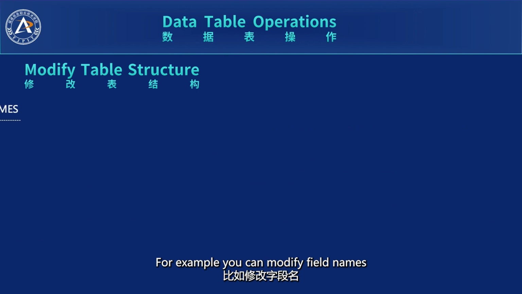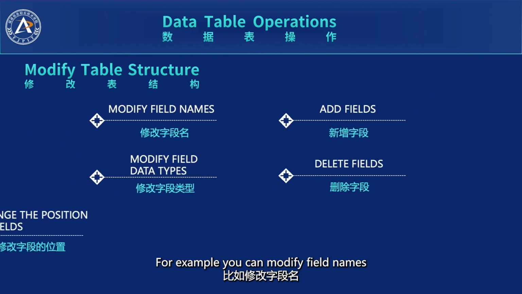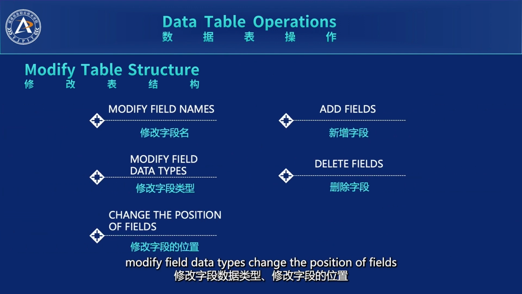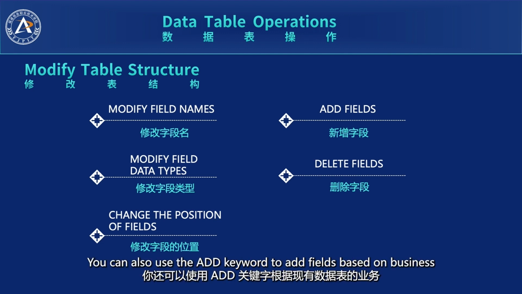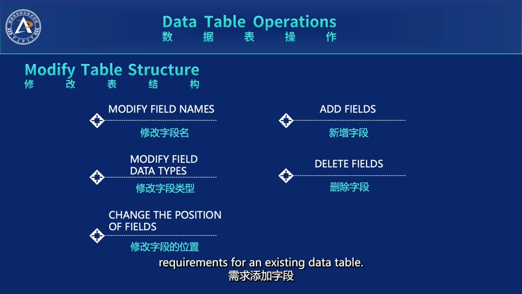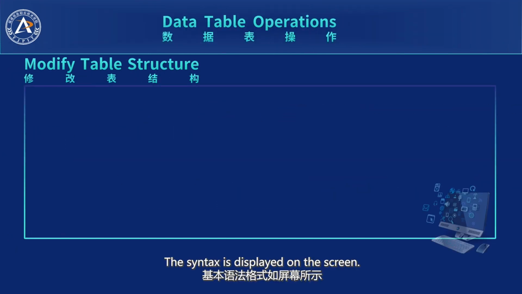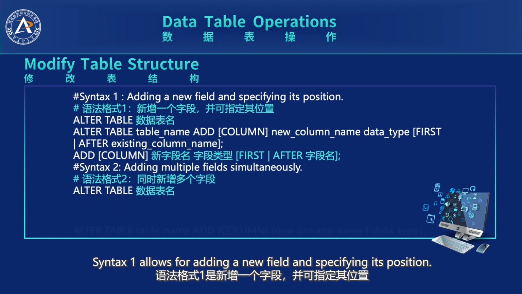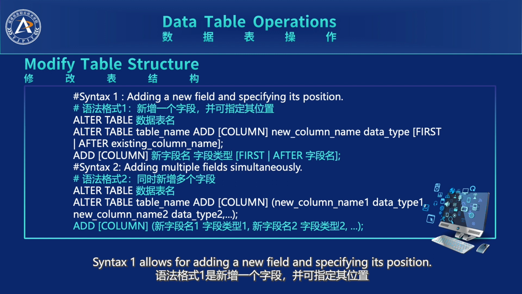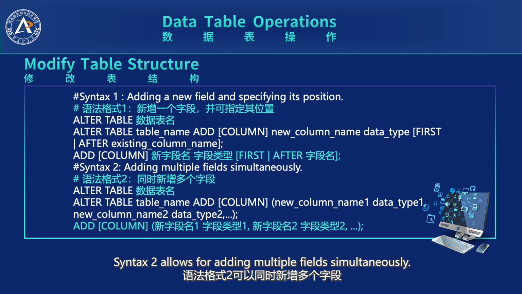For example, you can modify field names, modify field data types, change the position of fields, and add or delete fields. You can also use the add keyword to add fields based on business requirements for an existing data table. The syntax is displayed on the screen. Syntax 1 allows for adding a new field and specifying its position. Syntax 2 allows for adding multiple fields simultaneously.